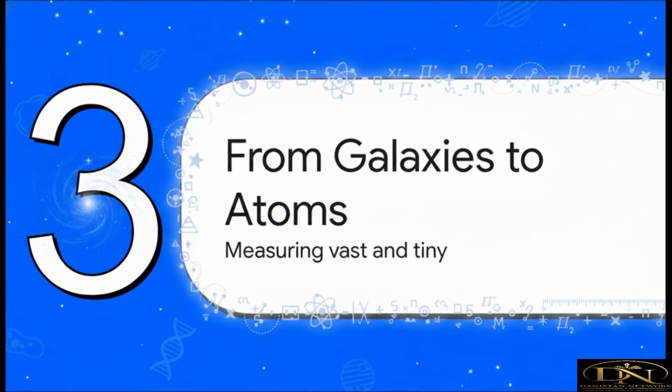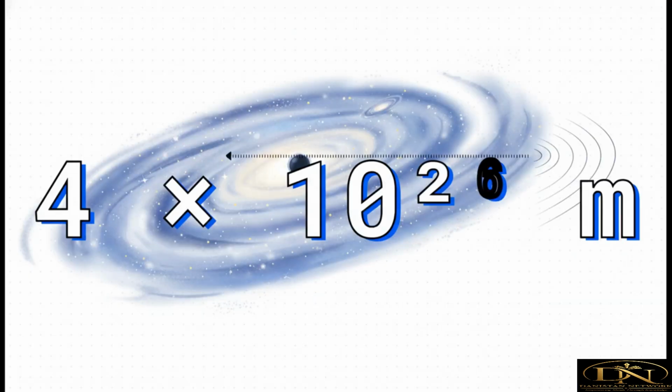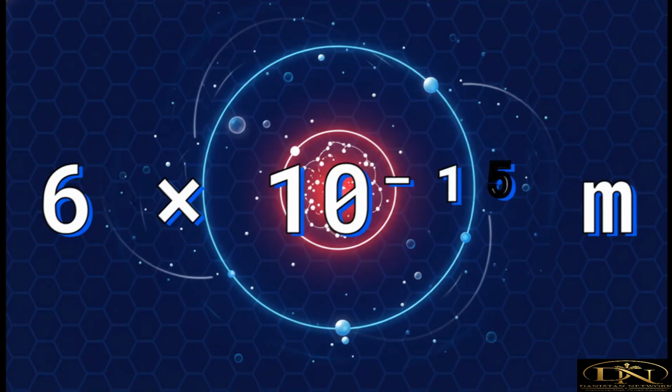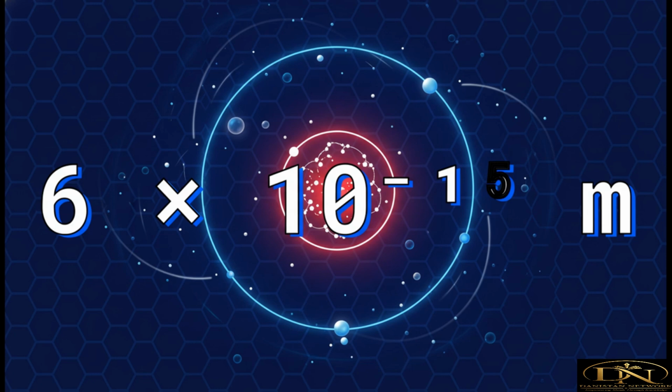Now, here's where it gets mind-blowing. With just these 7 little units, we can literally measure the entire universe. So let's see just how we can go from the scale of galaxies all the way down to atoms. For example, using the simple meter, we can measure the distance to the edge of the observable universe. And yeah, that's a 4 with 26 zeros after it. Just a staggering number. But on the total opposite end of the spectrum, we can use that same unit, the meter, to measure something impossibly tiny, like the diameter of an atom's nucleus.